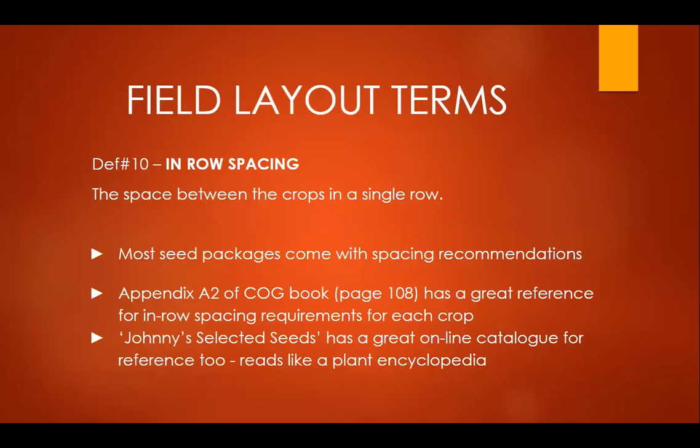Besides the Canadian Organic Grower Book as a reference for in-row spacing, almost every seed package comes with spacing recommendations. They will tell you how far to plant plants in row spacing and between row spacing on almost every seed package. And beyond that, seed companies such as Johnny's Selected Seeds have a great online catalog for reference too. It reads like a plant encyclopedia. Almost all the information you want to know about plant spacing or between row spacing is on Johnny's website for every one of their crops, which is amazing.